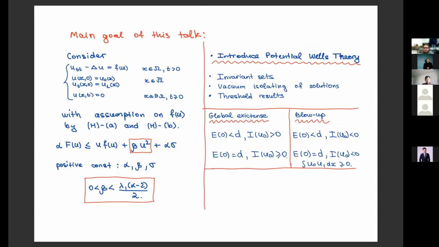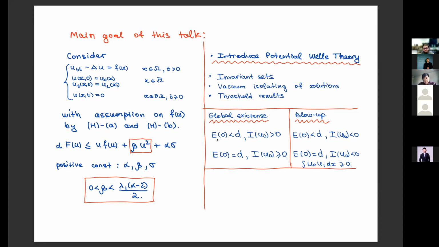My goal in this talk, or this paper, which has a preprint: again, we consider this initial boundary value problem with assumptions H and HB, considering both as in Sattinger's work. We introduce to HA this new condition from the Korean mathematicians Chung and Choi, where beta lies between these terms, so it depends on the domain. Using these terms, we prove potential well theory, and then we get invariant sets, vacuum isolating of solutions, and some threshold results for global existence and blowup.